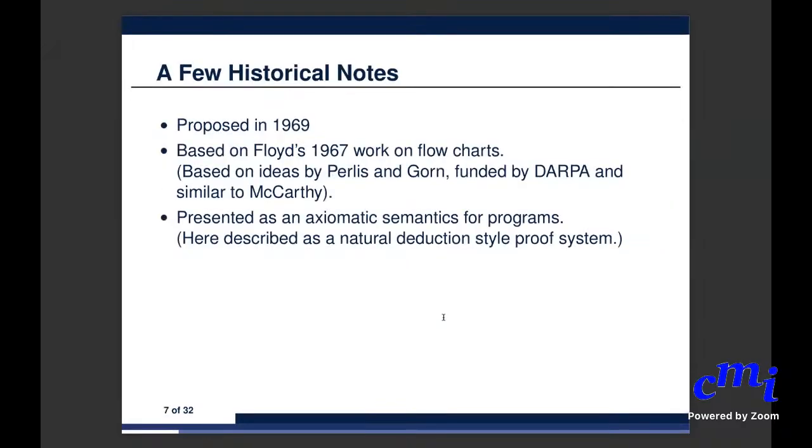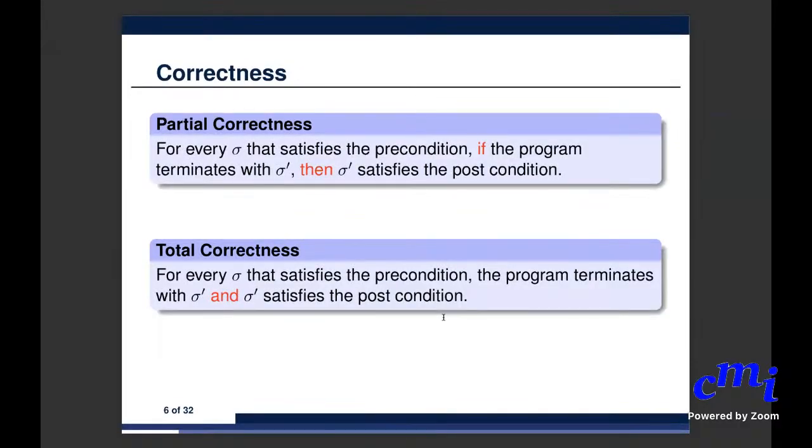A few historical notes before that. Yes, is there a question? I would like to clarify, sir. The only difference between partial and total correctness is that in partial correctness the program may not terminate, but in total correctness it has to, right? Yes, that's correct. Whereas in both cases, the post condition has to hold good. So in the first case, if it does not terminate, it is vacuously true.